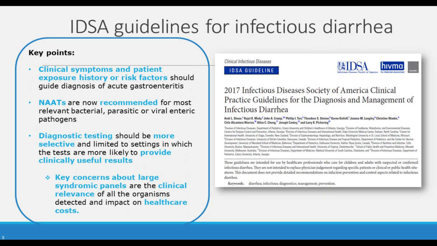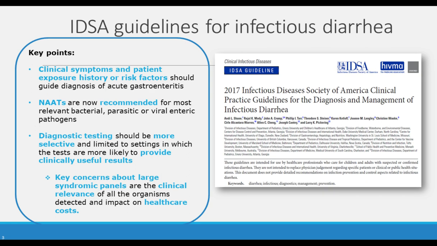We have had some help over the last year or so. There are some new IDSA guidelines that were published in 2017. This can provide us some very useful information in the laboratory, and also very good information for clinicians, so they can better understand the proper ordering of tests for diarrhea. Some of the key points in these guidelines: clinical symptoms and patient exposure history or risk factors should guide the diagnosis of acute gastroenteritis. They also recommend molecular tests for the most relevant bacterial, parasitic, and viral enteric pathogens. They also really emphasize that diagnostic testing should be more selective and limited to settings in which the tests are more likely to provide clinically useful results.